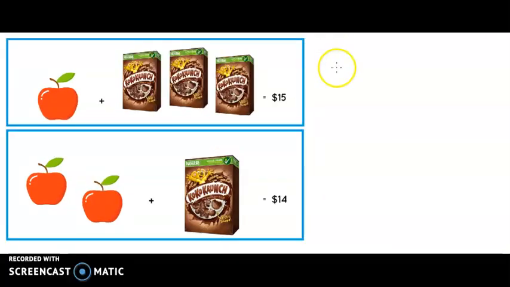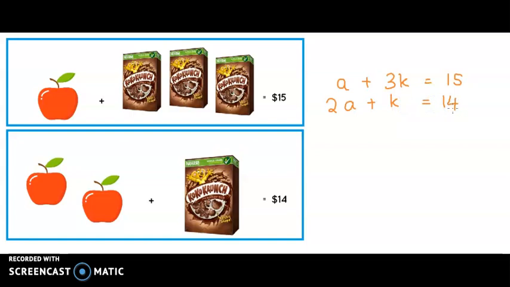Alright, I now have a new scenario. I want you to take this time to think, what can I write on the right hand side here, looking at these pictorials here. So we agree that there's one apple here and 3 Cocoa Crunch. So I'll write it as A plus 3K is 15. What about here? So here we have 2A plus 1K equal to 14.